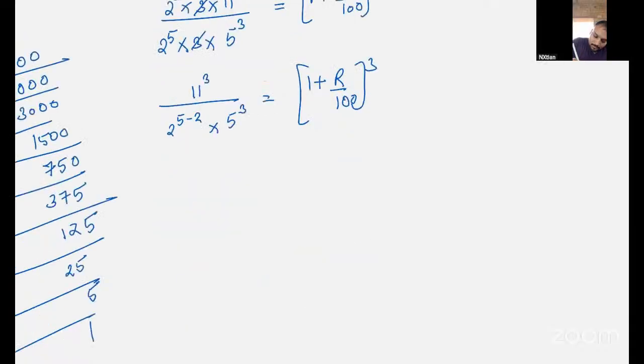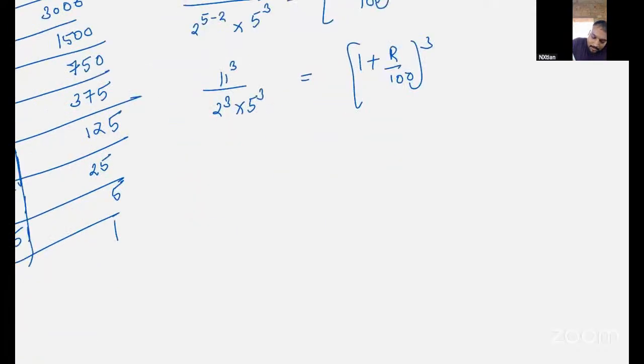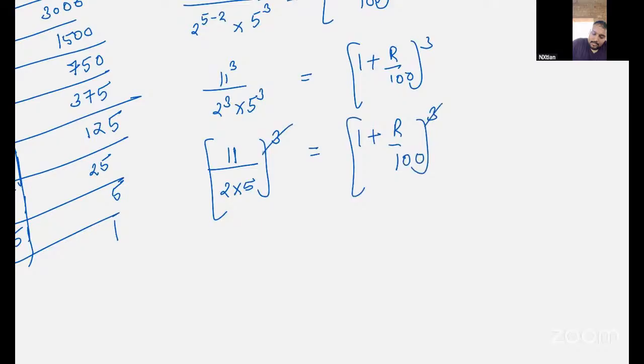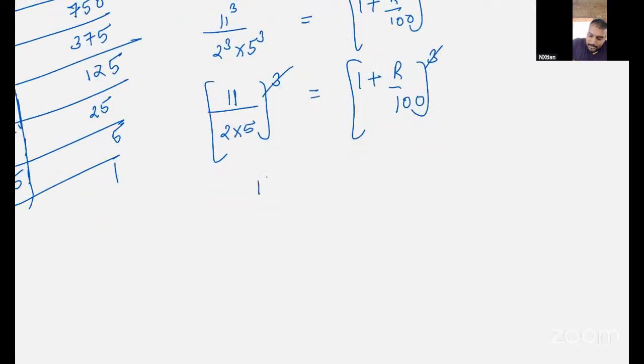So it will become 11 power 3 upon 2 power 3 into 5 power 3 is equals to (1 plus r upon 100) power 3. Now everyone has a power of 3, so I will take out the common: 11 upon 2 into 5, and they have a common power 3. 1 plus r upon 100 has a power 3. This 3 and this 3 will cut, so it will become 11 upon 10 is equals to 1 plus r upon 100. So now we have to solve this.